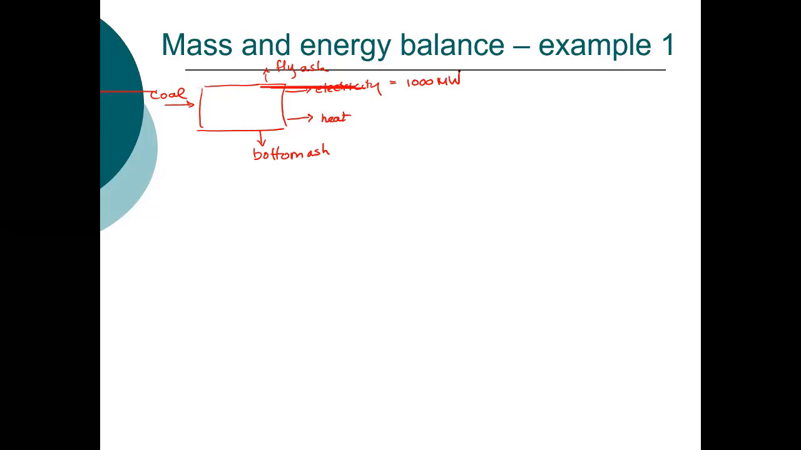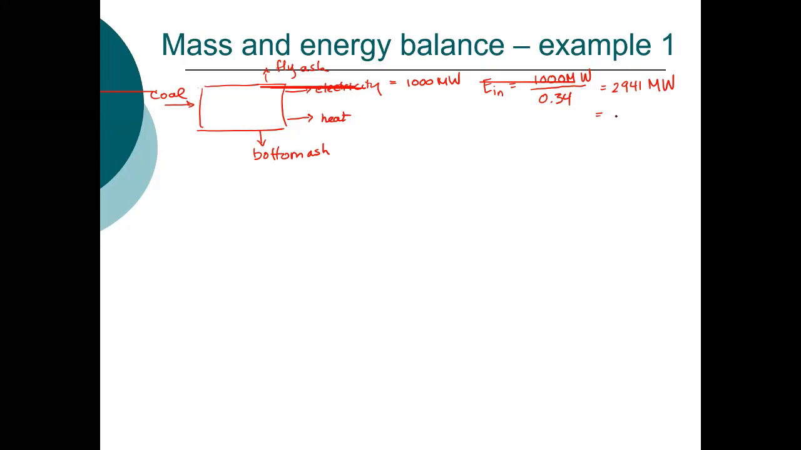So if our plant is 34% efficient, that means in terms of energy input, we need roughly 3 times as much energy into the system as what we get out in electricity. Okay. So the energy in is equal to that 1,000 megawatts divided by 0.34, and that is equal to 2941 megawatts.